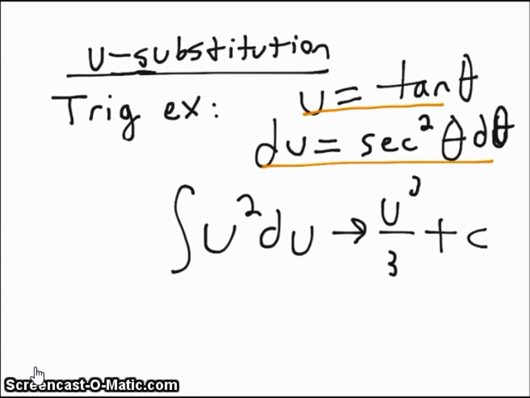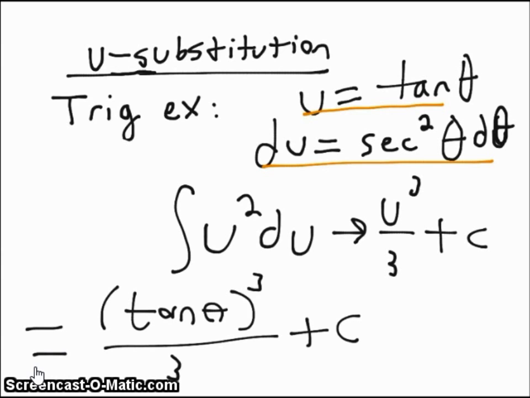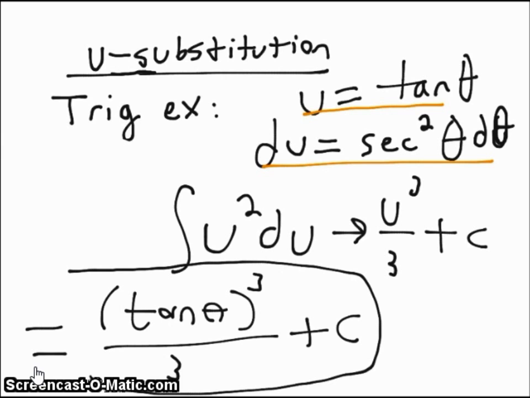And then I wrote out the integral of u squared du, which is what the original equation was, only with u and du substituted in there. And then we antidifferentiate using the power rule, and you get u to the third over 3 plus c. And once you plug the u and du back in, you get the quantity tangent theta cubed over 3 plus c. And that is a basic trig u substitution example.